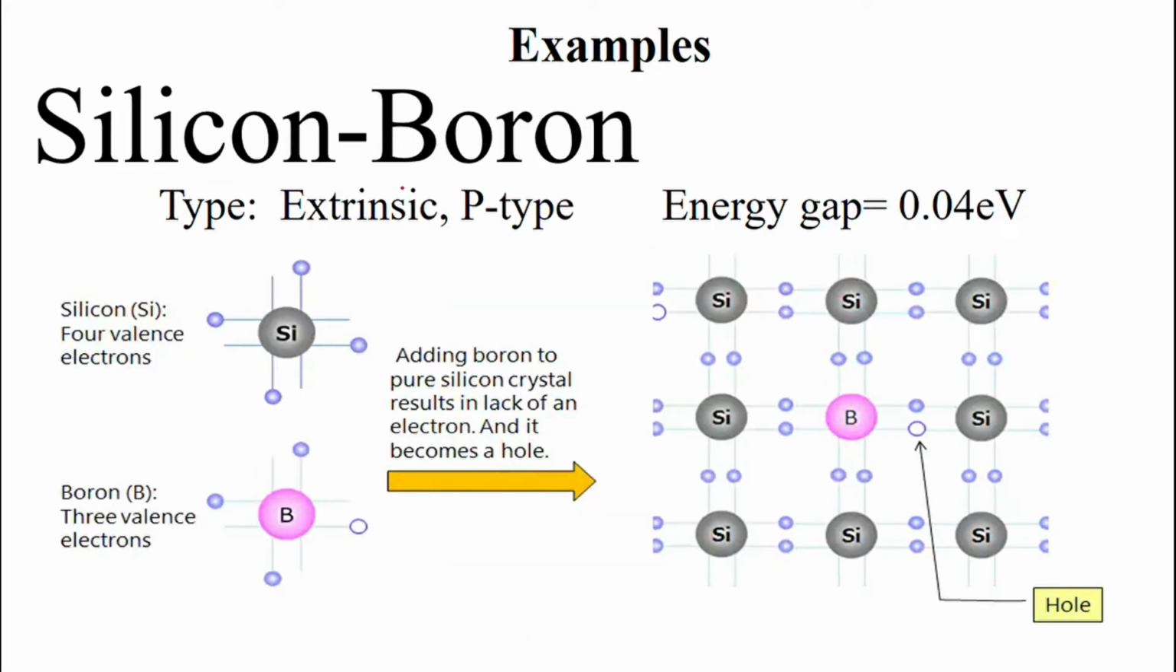Next, we have silicon boron, and this is an extrinsic, p-type semiconductor. Its energy gap is 0.04 electron volts. This happens when silicon and boron try to create a stable covalent bond between them. They actually have a vacancy here, and this facilitates the flow of electrons in the material.